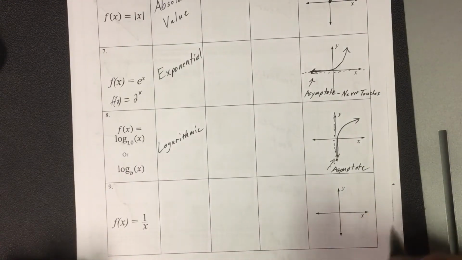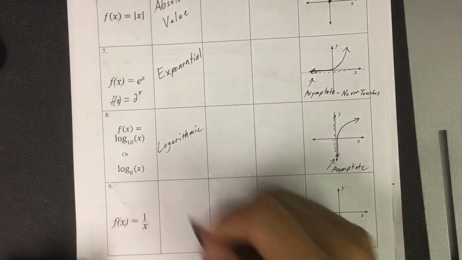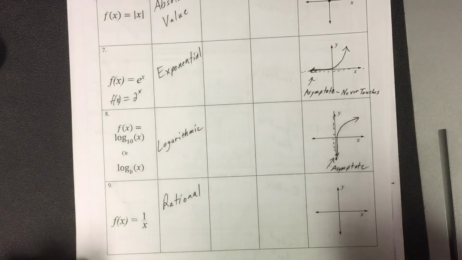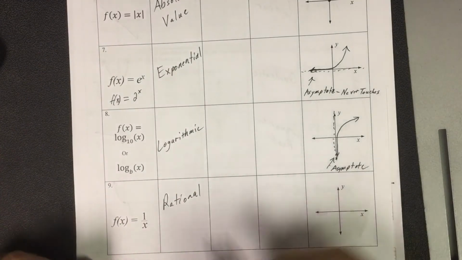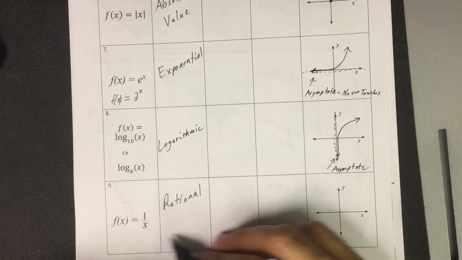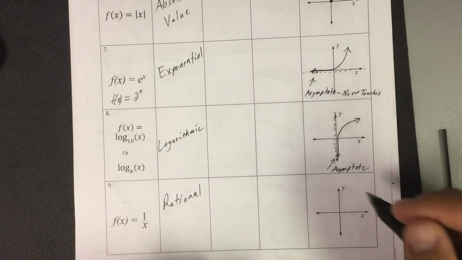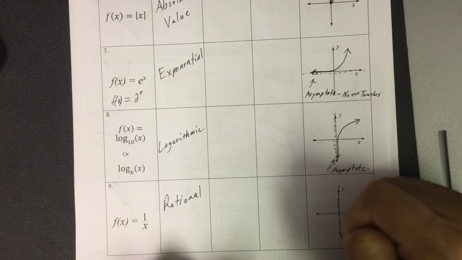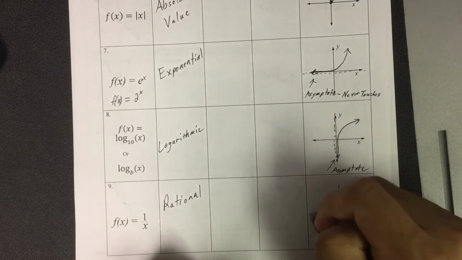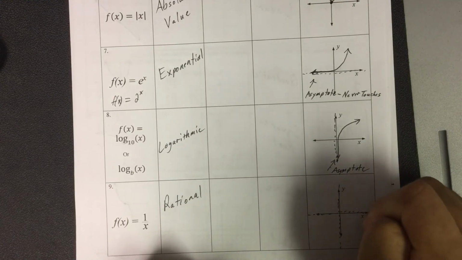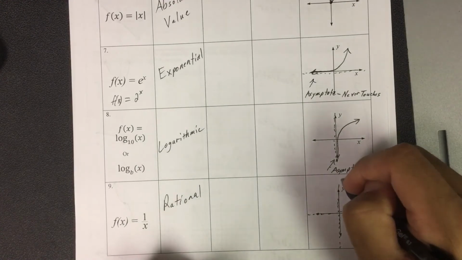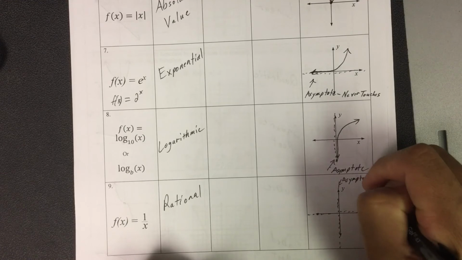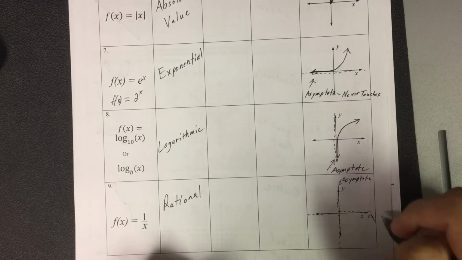Okay, and then this one right here, we call this a rational. That is the fraction, so the x is on bottom of the fraction. Sorry about the people next door. And this one, it's easier when you draw that it has actually two asymptotes. It will not touch either of those. So I'll put right here, asymptote, and right here, asymptote.